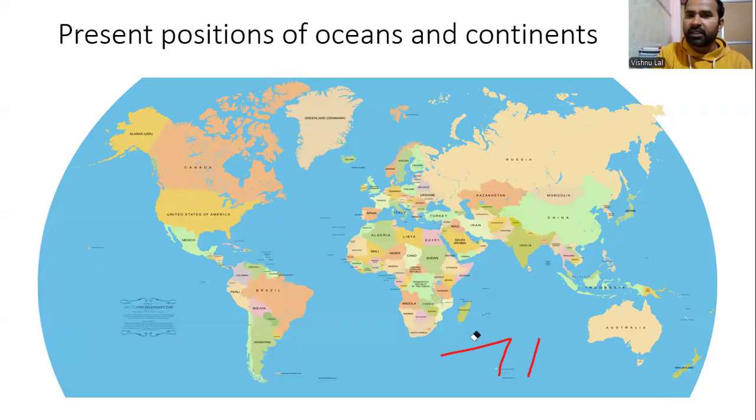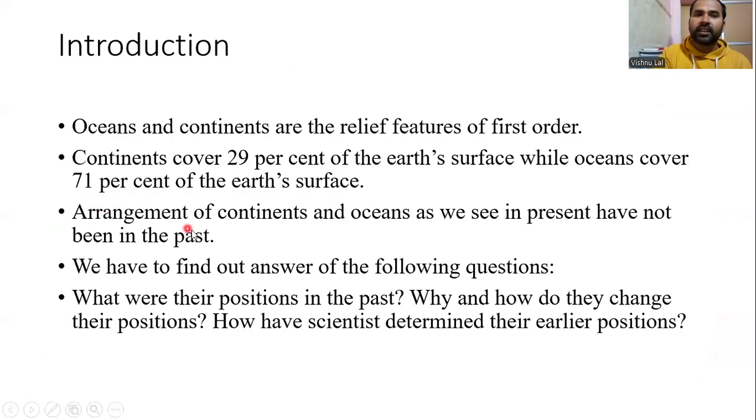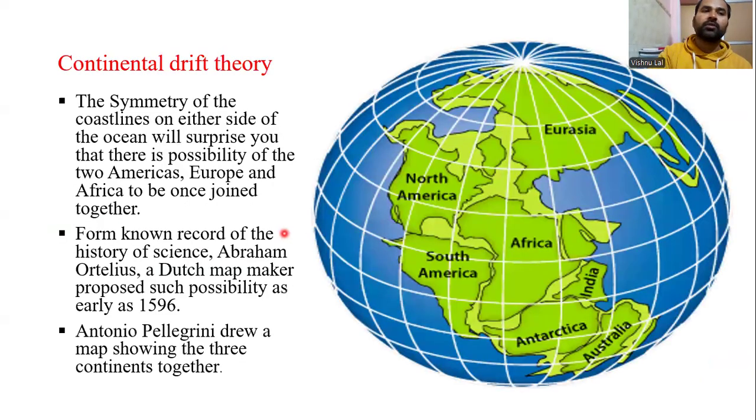This present arrangement of oceans and continents was not the same throughout their geological history. So what were their positions in the past, what conditions made their present positions, and how did it happen? Here we will learn about this.